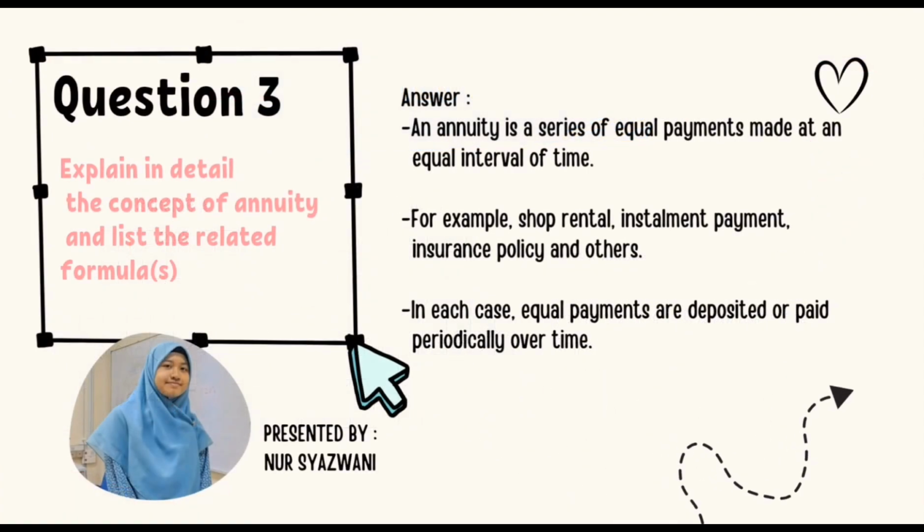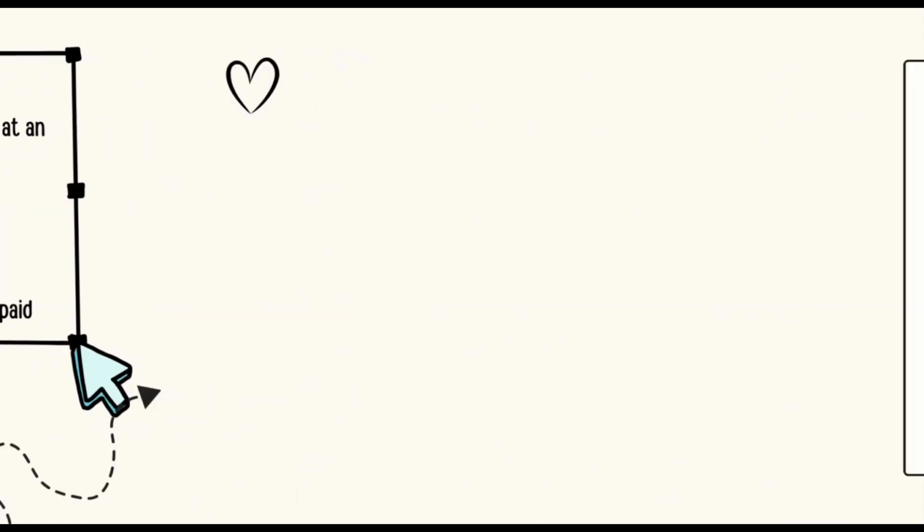Question 3. Explain in detail the concept of annuity and list the related formulas. The answer: an annuity is a series of equal payments made at an equal interval of time. For example, shop rental, installment payment, insurance policy, and others. In each case, equal payments are deposited or paid periodically over time.